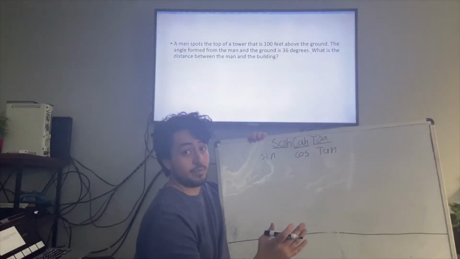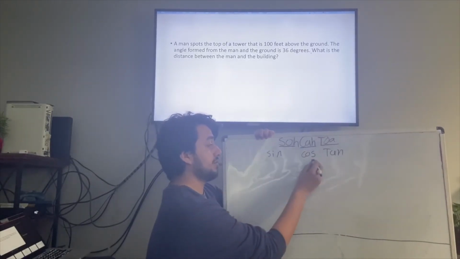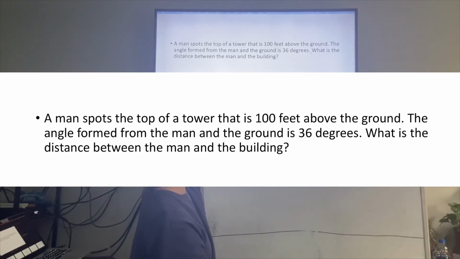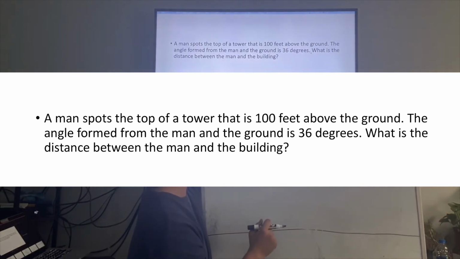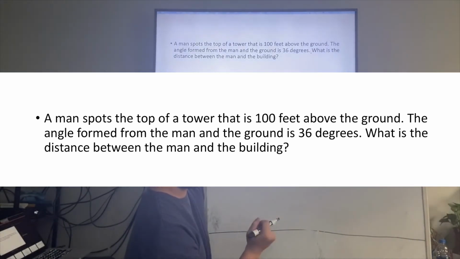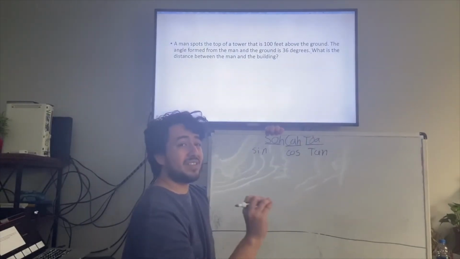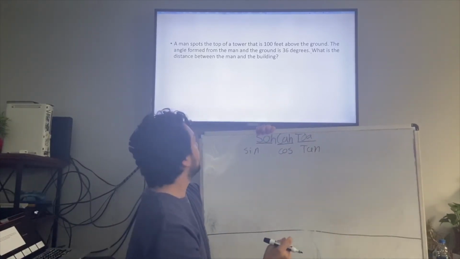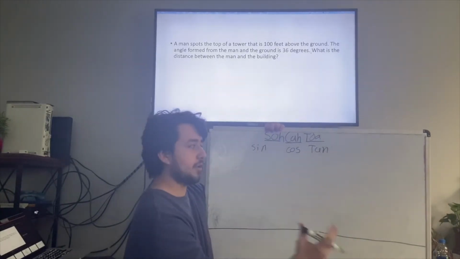Now that we have a better understanding of how and when to use sine, cosine, and tangent, let's try the word problem. A man spots the top of a tower that is 100 feet above the ground. The angle formed from the man and the ground is 36 degrees. What is the distance between the man and the building? If you're having difficulty visualizing it, let's just draw it out sentence by sentence, okay?